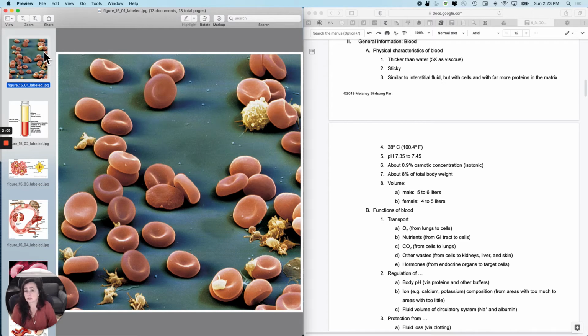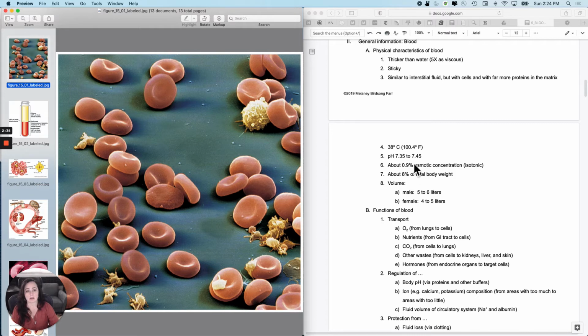So what are the physical characteristics of this weird fluid connective tissue? It is truly thicker than water. It's about 5 times as viscous as water. It is sticky because of the proteins and sugars in the blood. It's kind of like if you took interstitial fluid, which was an extracellular fluid, and then packed it full of cells and packed it full of proteins. So it's like interstitial fluid plus.